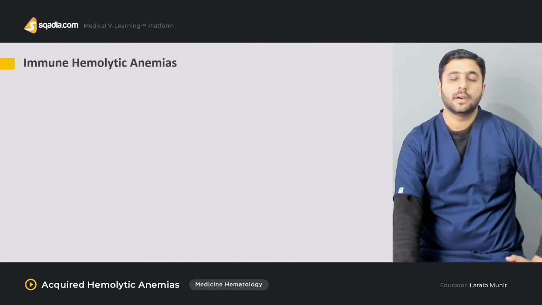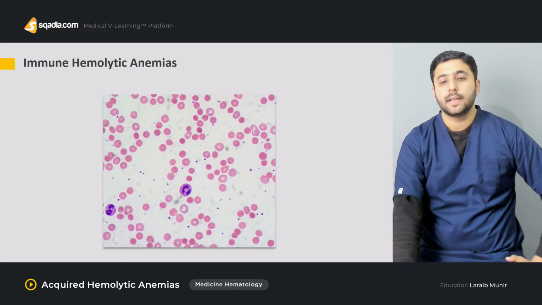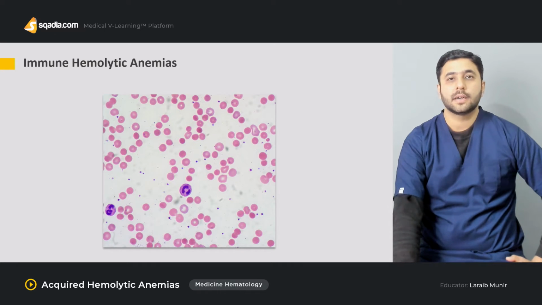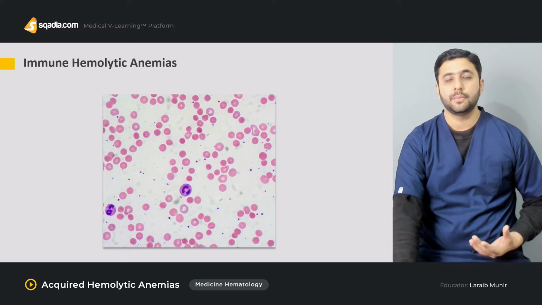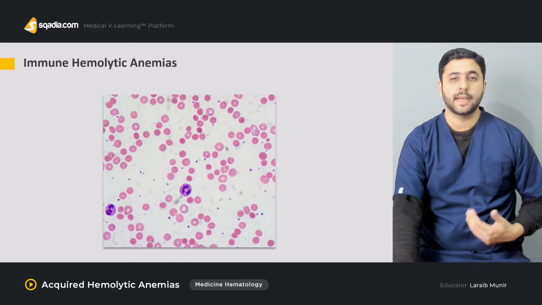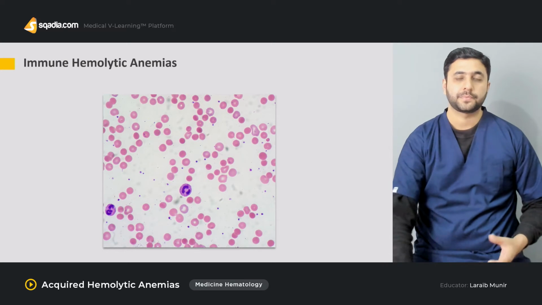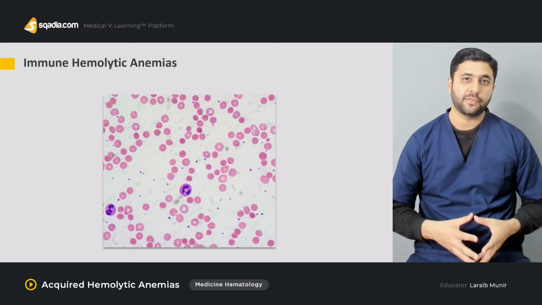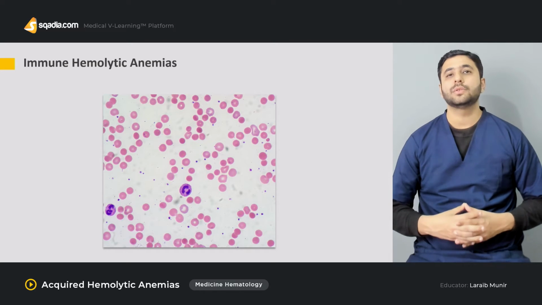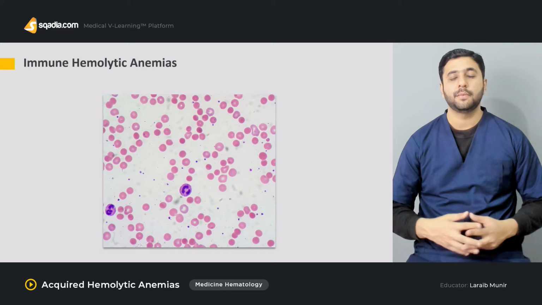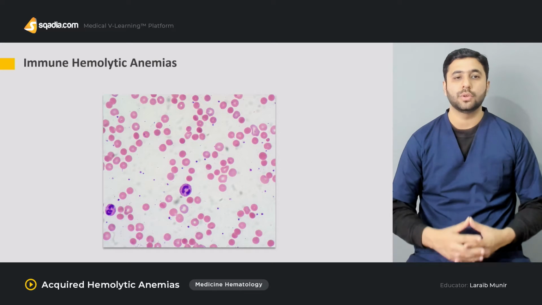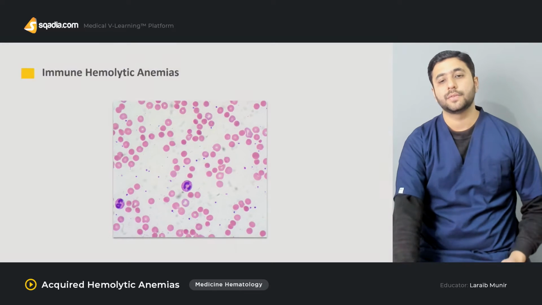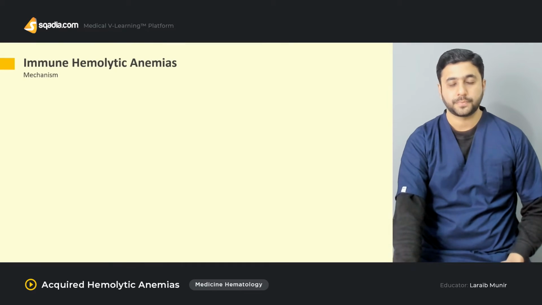As we move on, now let's talk about the immune hemolytic anemias. The immune hemolytic anemias generally occur because of certain immunological processes gone wrong. This can either be because of a foreign substance entering the body and the body reacting to that foreign substance, or it can also be an autoimmune process in which the body reacts against its own cells, leading to the hemolysis of the RBCs immunologically.